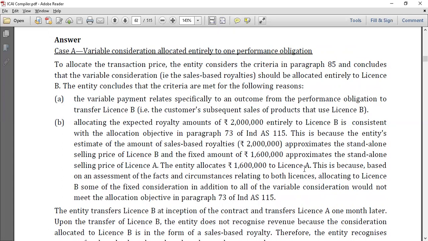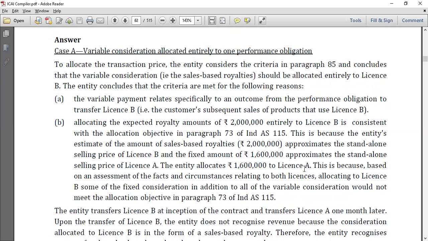This is because, based on the assessment of the facts and circumstances related to both licenses, allocating to license B some of the fixed consideration in addition to all the variable consideration would not meet the allocation objective under Ind AS 115. So the entity transfers license B at inception of the contract and transfers license A 1 month later.